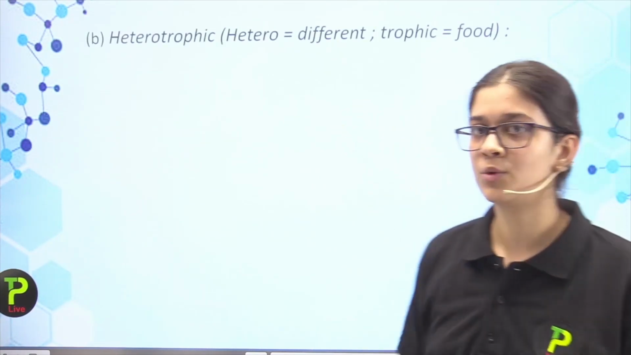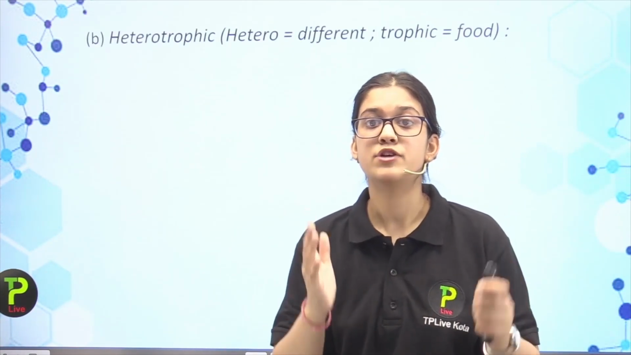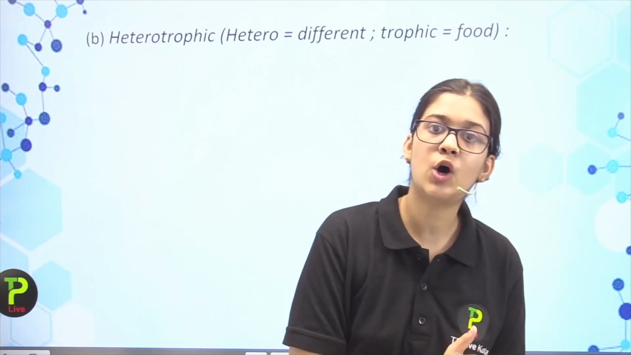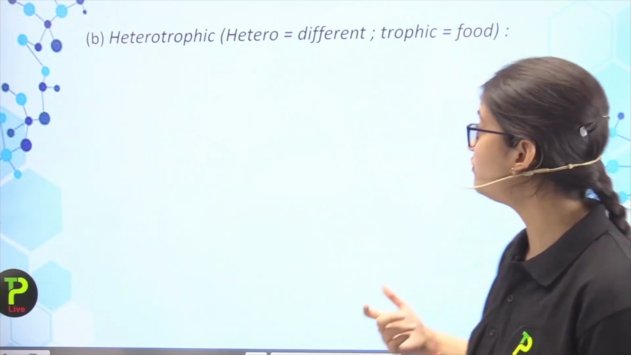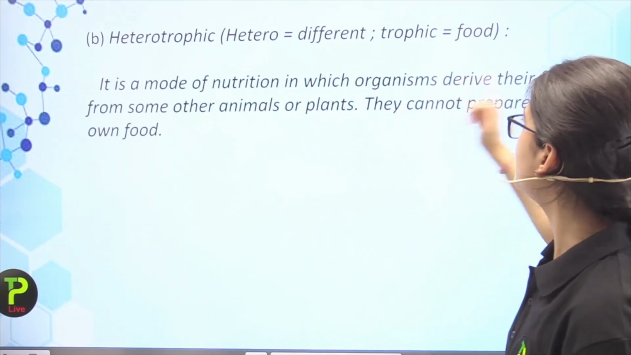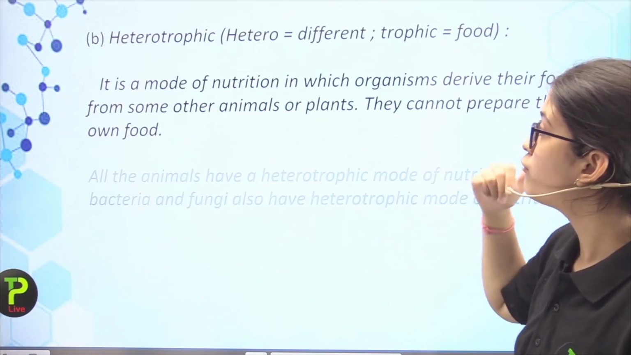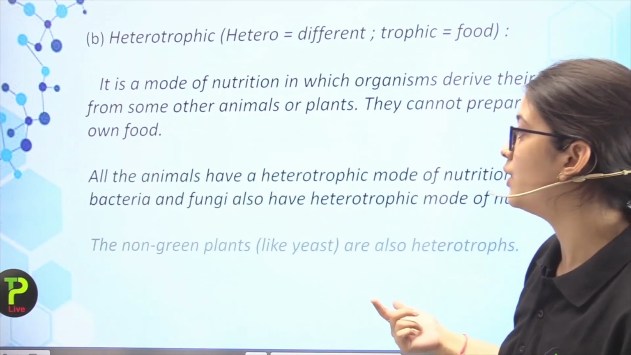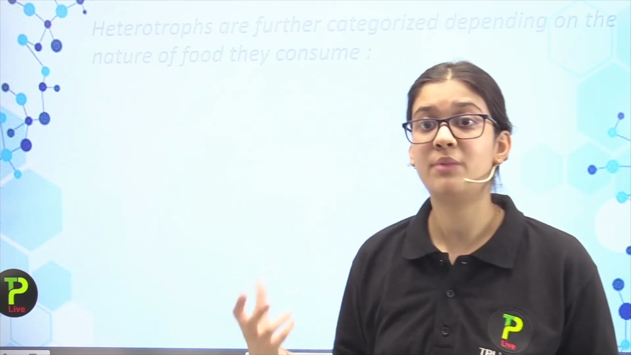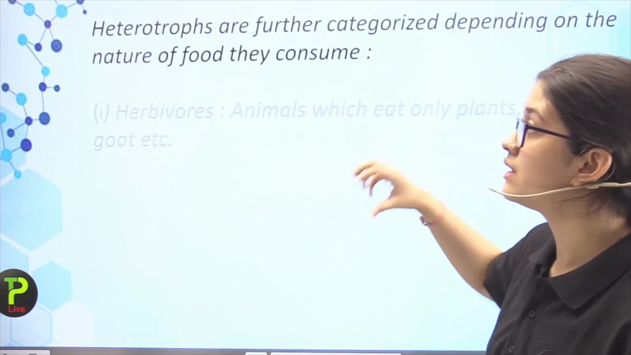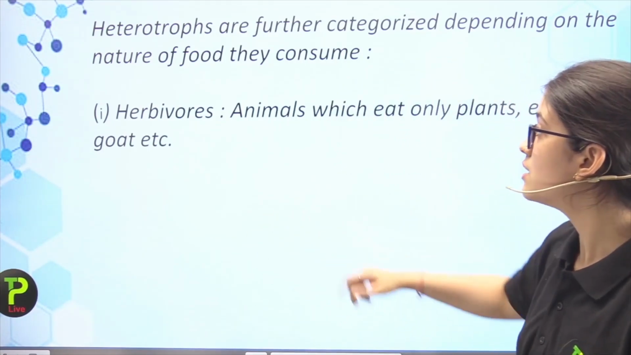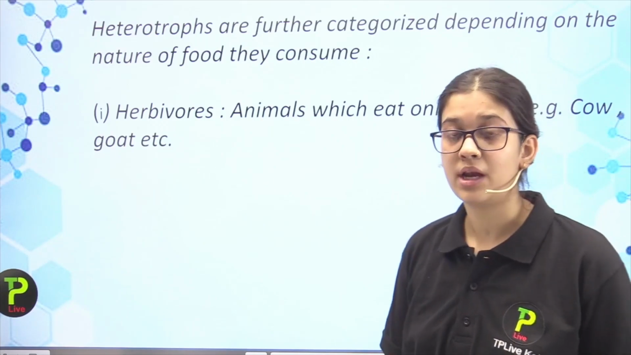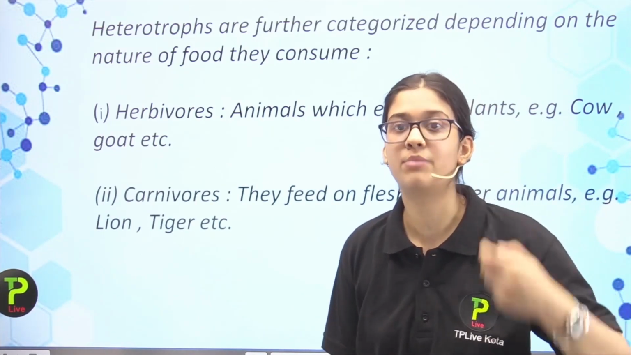Next comes the heterotrophic mode of nutrition. In the heterotrophic mode of nutrition, as the name suggests, organisms are dependent on autotrophs for their food. So the mode of nutrition in which organisms derive their food from other animals and plants is known as heterotrophs. Now, heterotrophs are of many types, so first we discuss the types of heterotroph. The first type of heterotroph is herbivorous animals, the animals which only depend on grass and eat green plants.